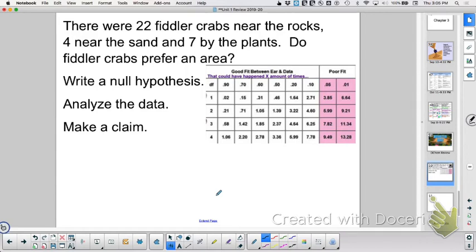We have fiddler crabs. They observed 22... Guys, I've got to be the one who talks, otherwise it'll distract others. There's just too many people in the room.